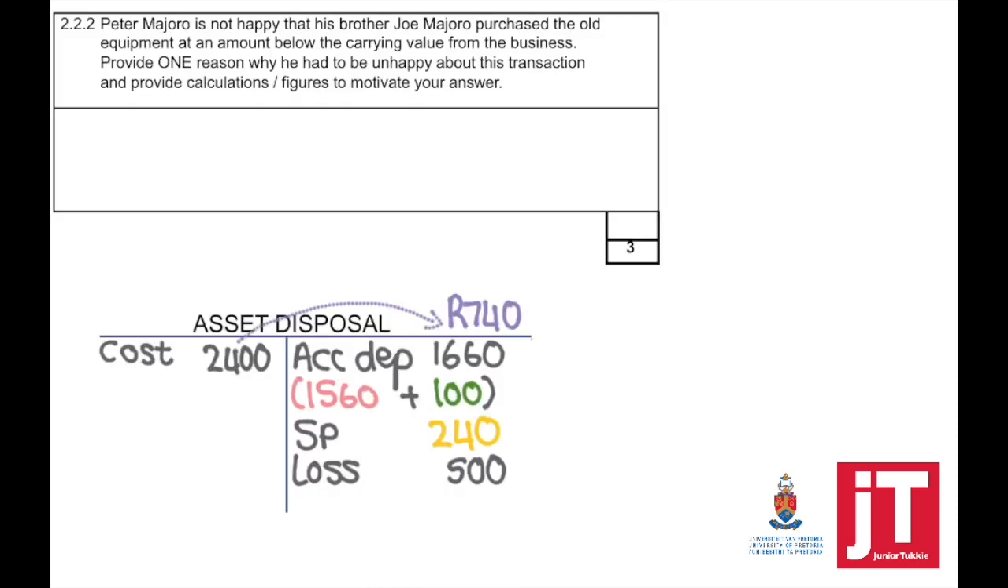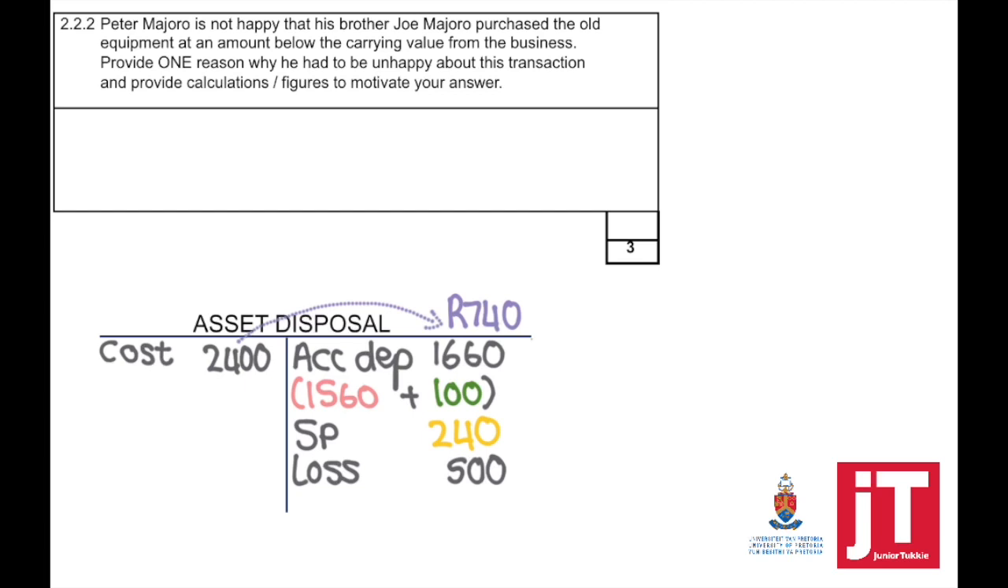Question 2.2.2. Peter is not happy that his brother Joe purchased the old equipment at an amount below the carrying value from the business. Provide one reason why he had to be unhappy about this transaction and provide calculations or figures to motivate your answer.